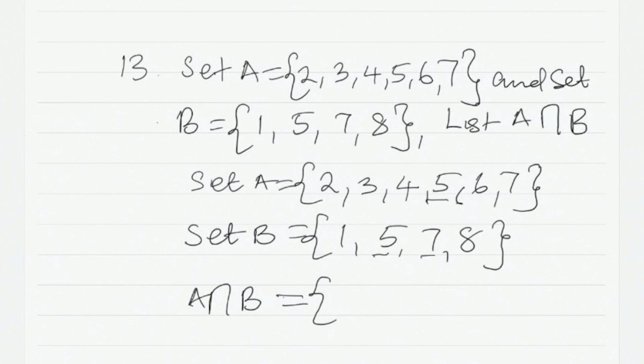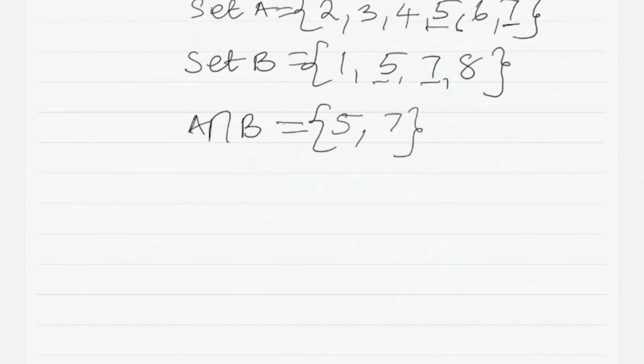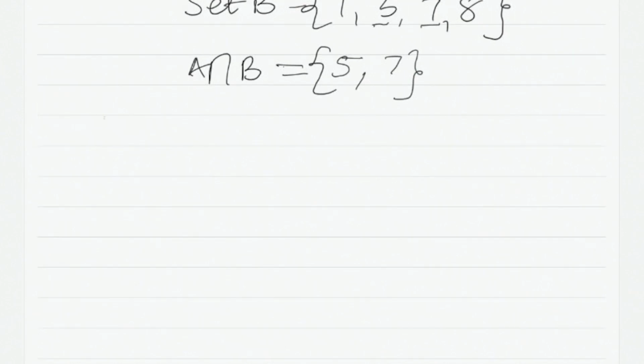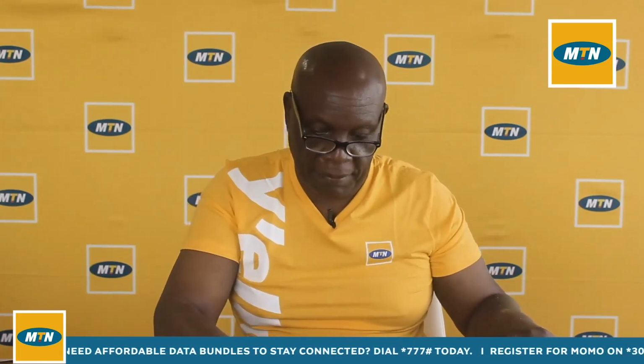That is one of the elements that is common in set A and set B. Then 6 is not found in set B. It is only found in set A, which means it's not a part of the intersection set. Then we have 7 is found in set A and set B. So 7 is part of the intersection set. 8 is only found in set B, but is not found in set A. So our intersection set will have the following elements, 5 and 7, which gives us D as the answer.